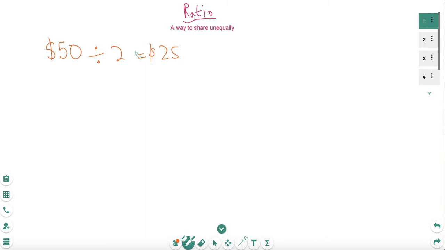But what if we do this job, me and my brother? Imagine we're washing cars and I wash far more cars than my brother. Is it fair to share the money into two parts because I did more work? No. I should get more money. And so instead of dividing by two, we're going to use a ratio instead to determine how much money each of us gets.